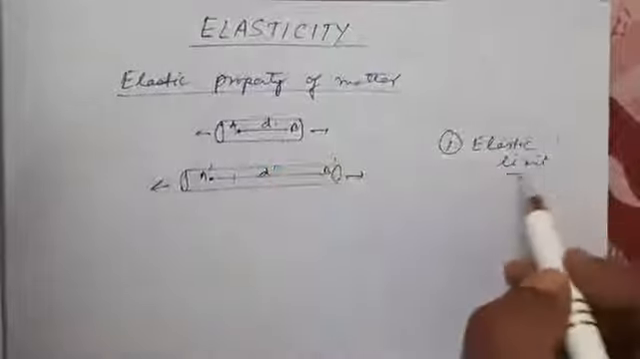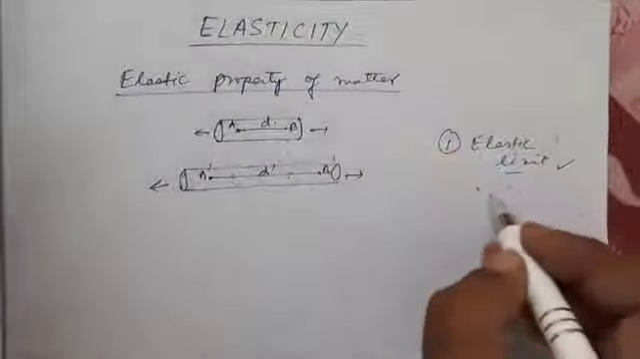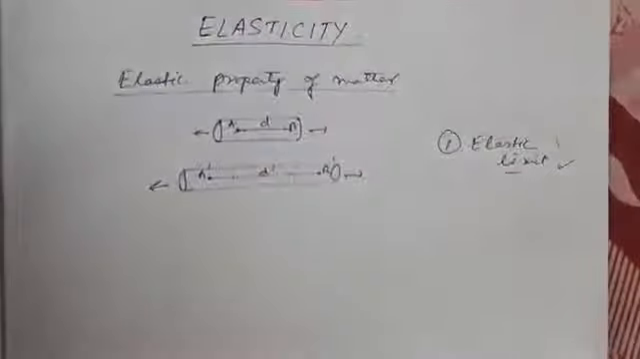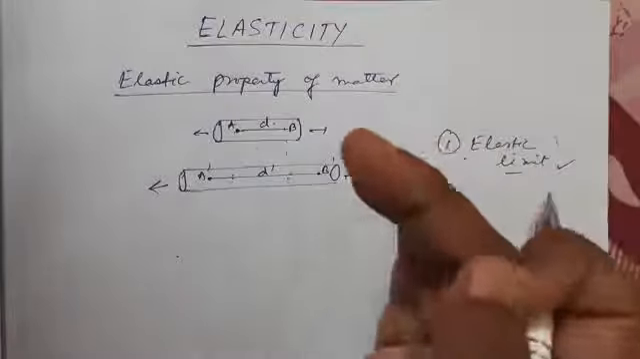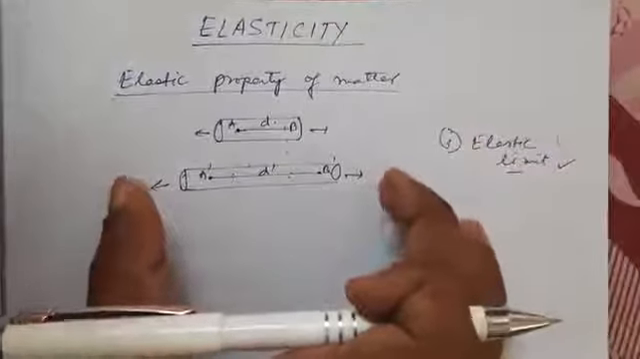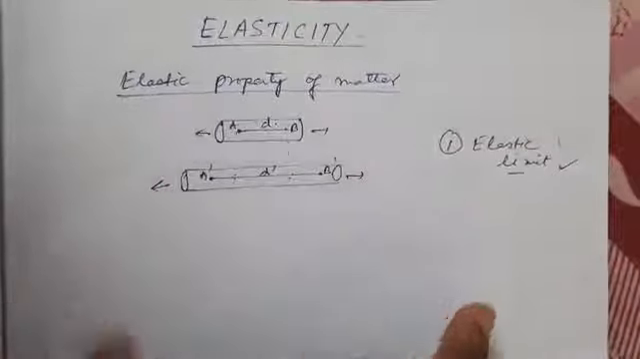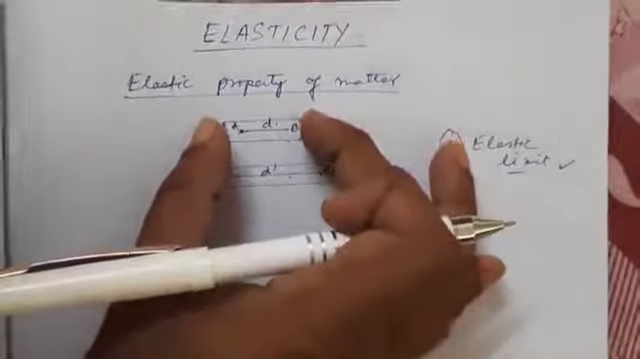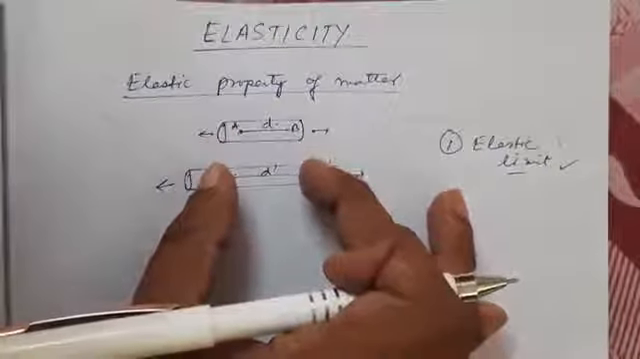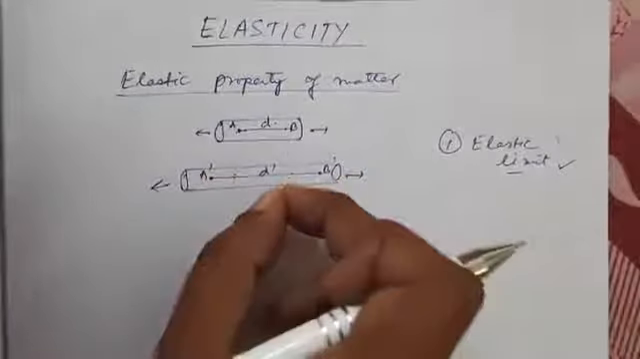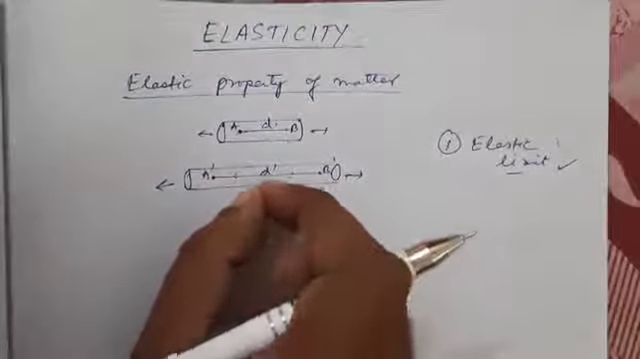I repeat, when this elastic limit is crossed, that means if the elastic limit for this rubber band is 20 newtons, and I apply a force of more than 20 newtons, say 25 newtons, and after applying the 25 newtons, I withdraw that force, the rubber band will not return back to its original shape. There will be a slight increase in its length. That means a permanent deformation will be set into this band.